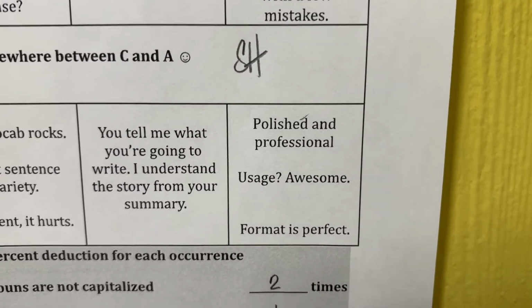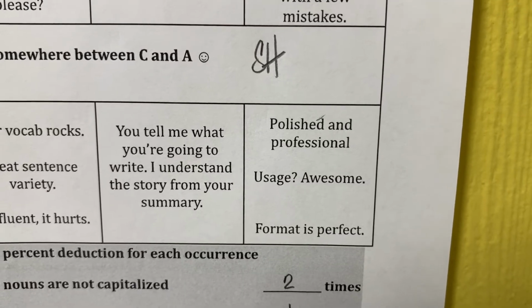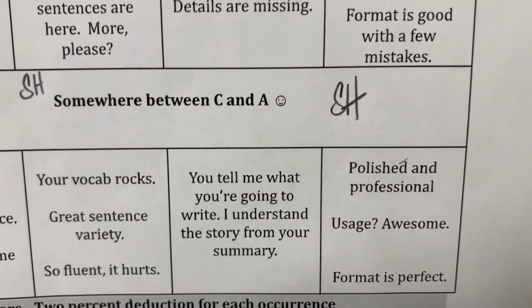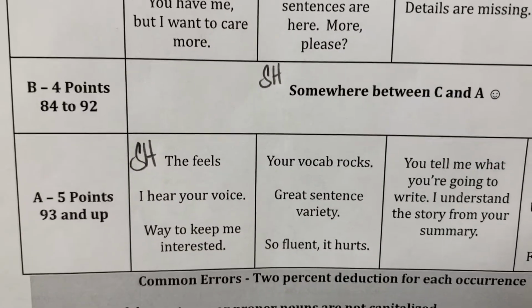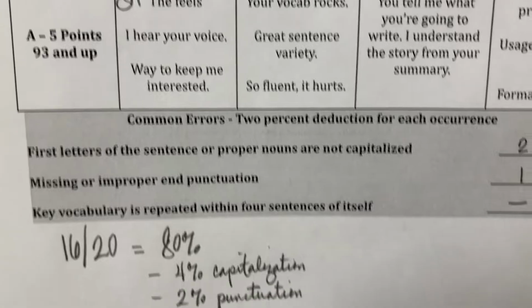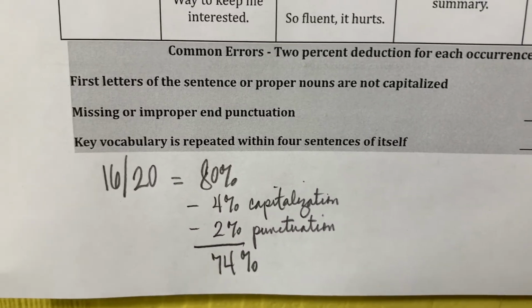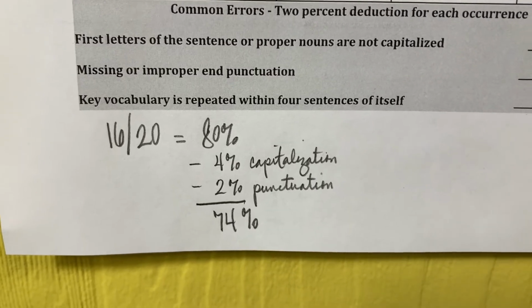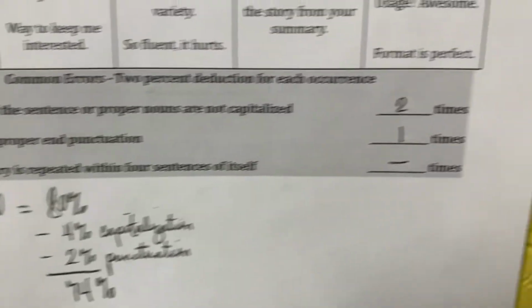For their summary, they got a 3 out of 5, which is a C. And then for mechanics, they got a 4 out of 5. We see it's a B. Why? It's between a C and an A. So I will initial each grade that I give it. Now look at the bottom. Since we have a possible of 20 points, they got 16 out of 20. That is an 80%.